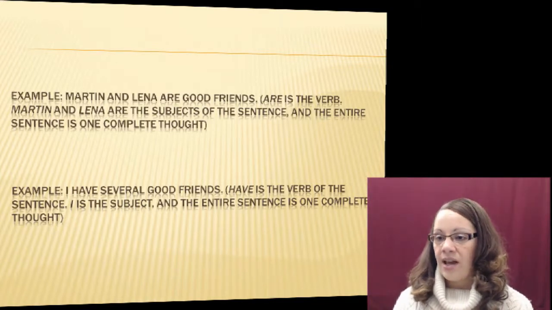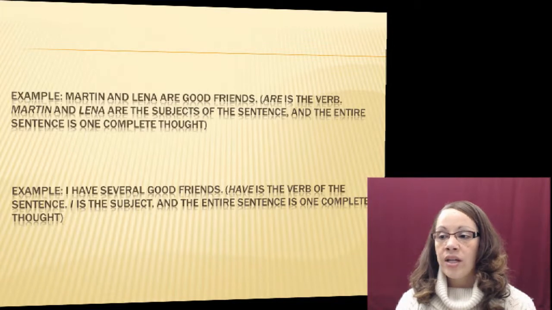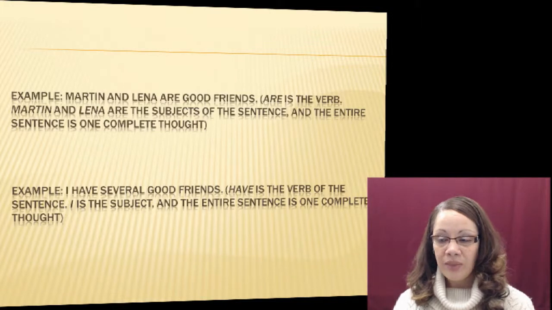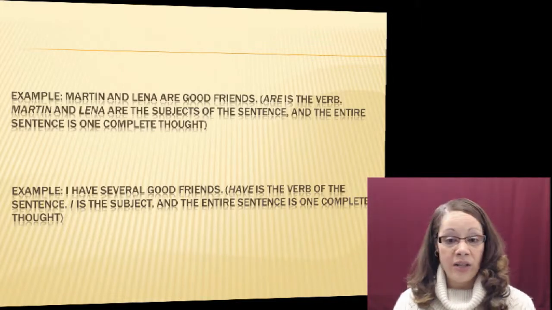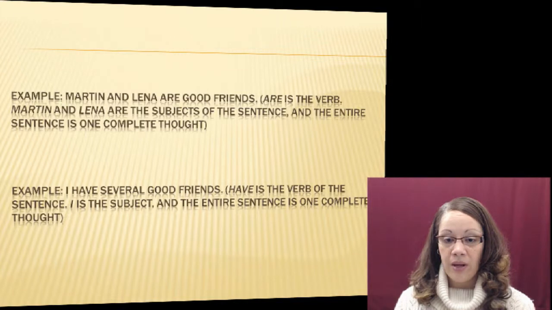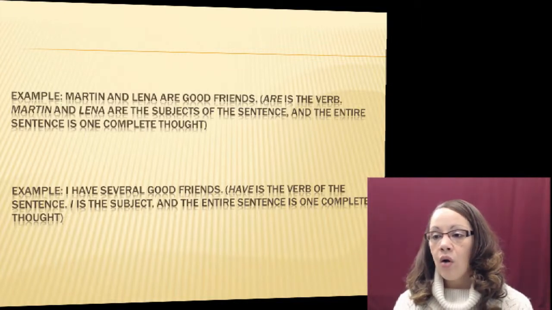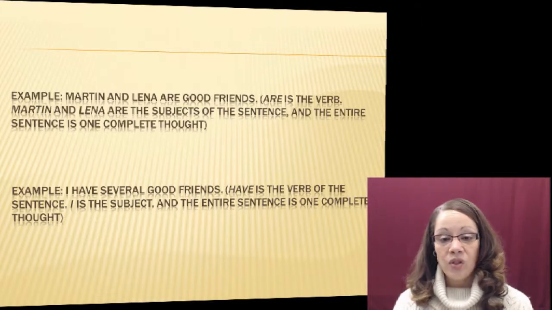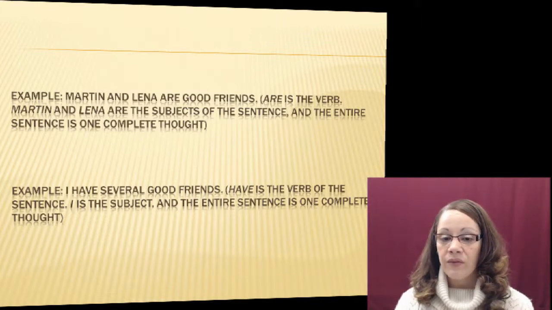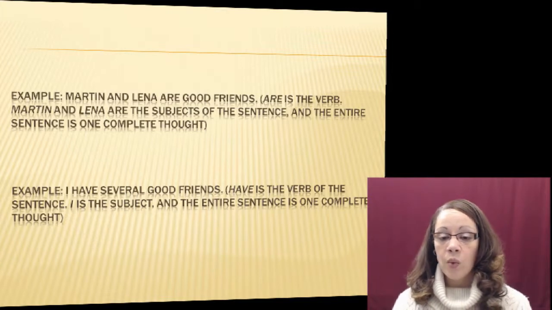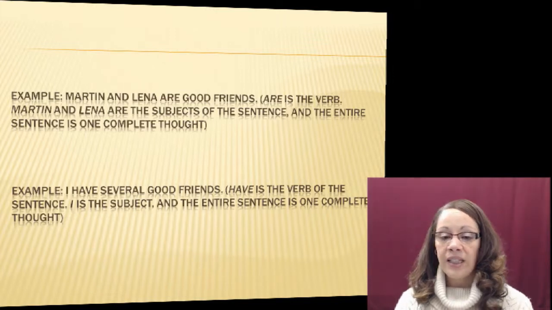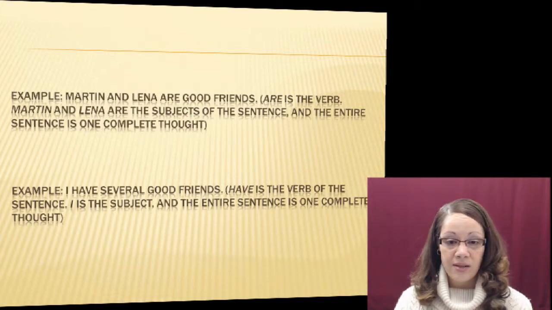Let's look at the one on the very top. Martin and Lena are good friends. Again, let's find our verb. Are is our verb of the sentence. Who or what are? Now again, are is just one verb. It's plural, however, but it's just one verb. Who or what are? Martin and Lena are. We have two subjects for one verb. Even though we have two subjects and one verb, it is one complete sentence. Martin and Lena are good friends. One independent clause, which means we have one simple sentence.